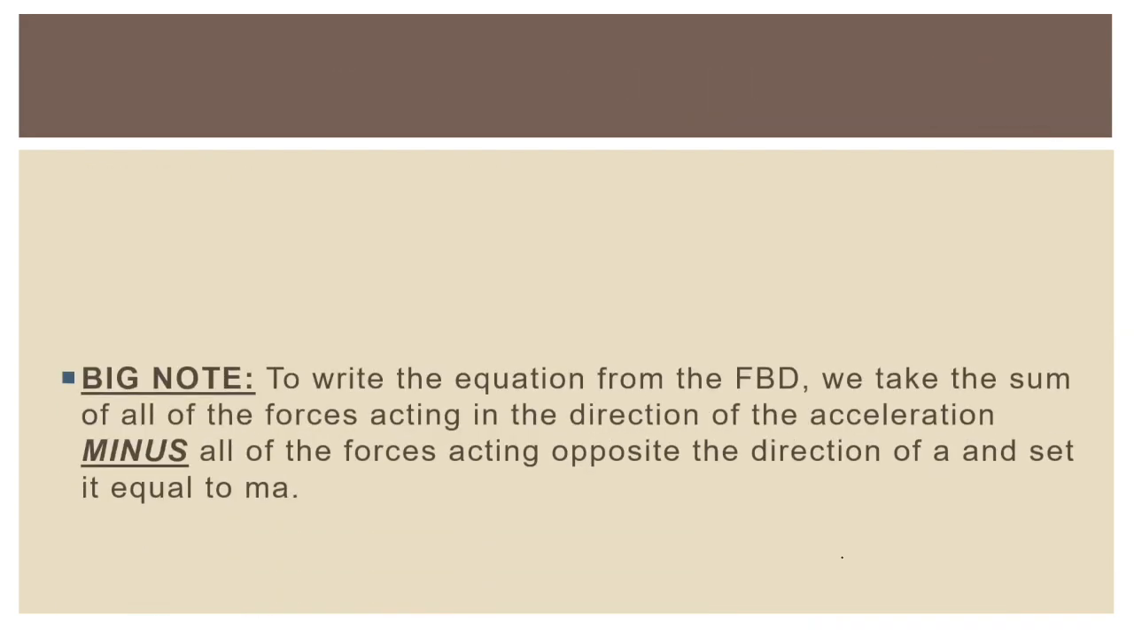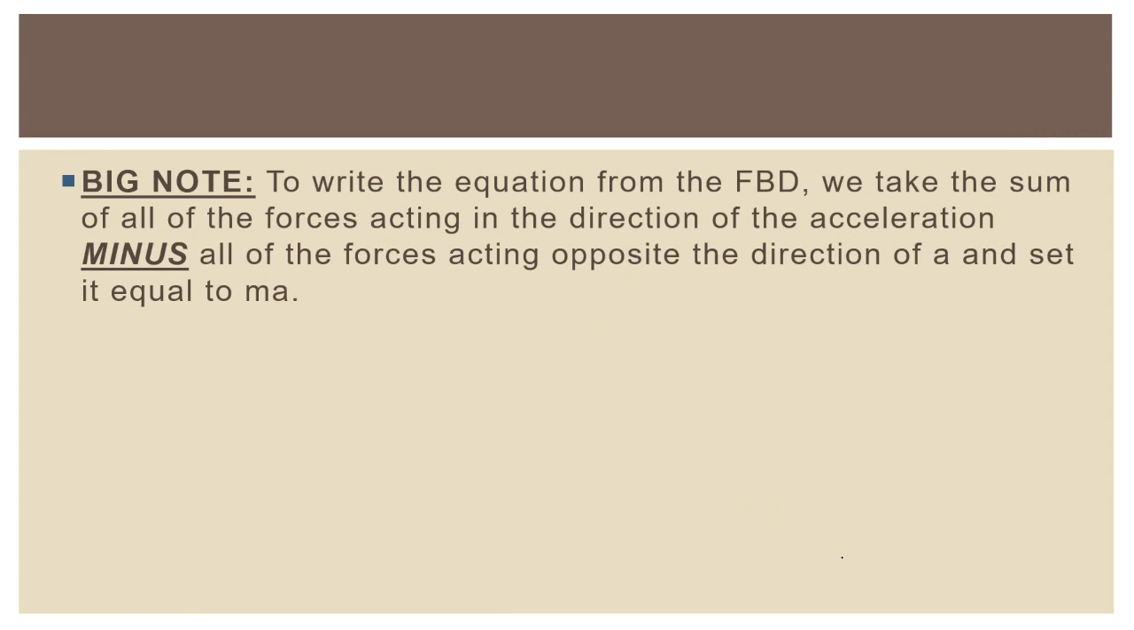Okay, now we just really have a bunch of things to say about free body diagrams. Little notes. This one's a big one, though. Big note. To write the equation from the free body diagram, we take the sum of all of the forces acting in the direction of the acceleration, and then you add all those together, and then you hit minus, and then all the forces acting in the opposite direction of the acceleration, and you set that equal to ma.